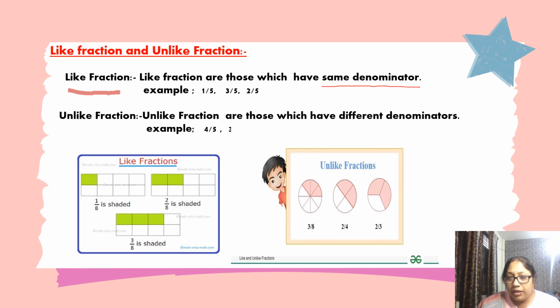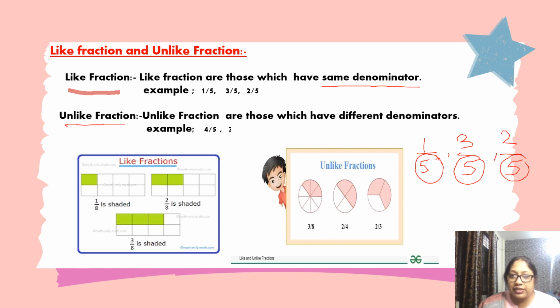For example, we have 1/5, 3/5 and 2/5. All the denominators are the same. So these fractions are like fractions.